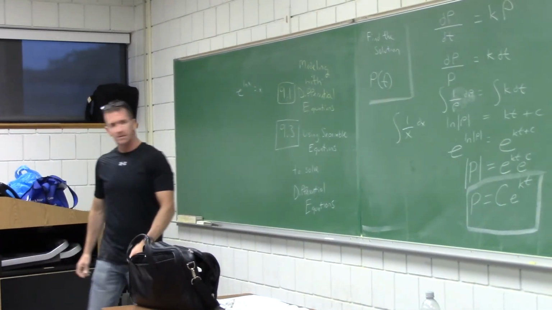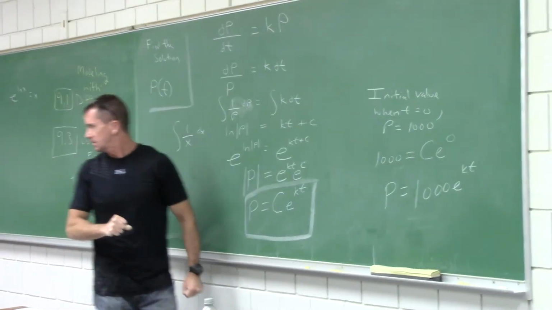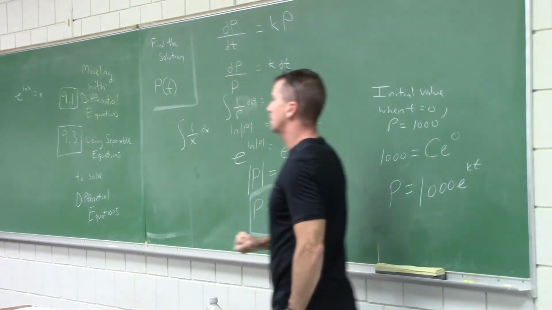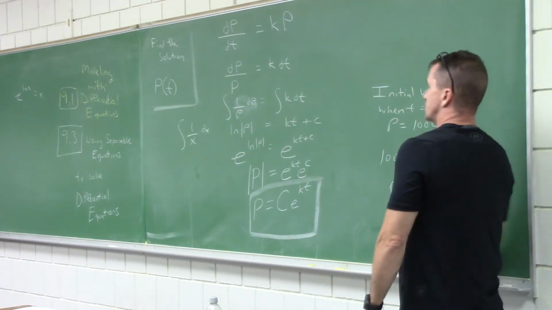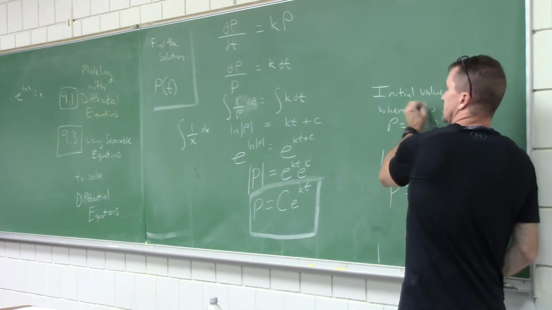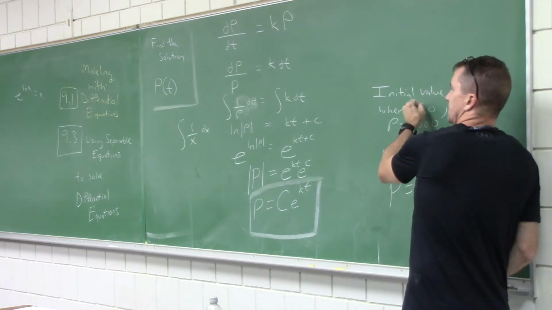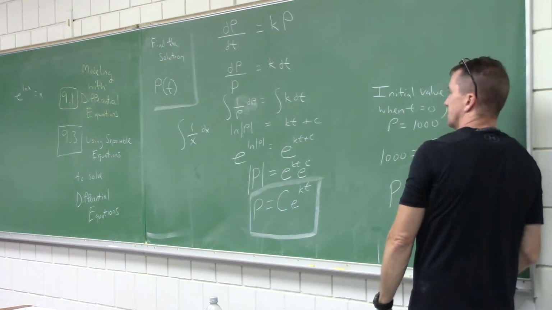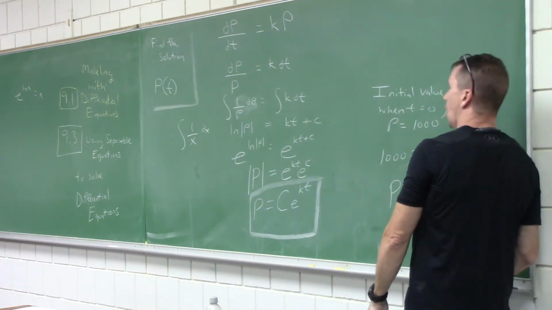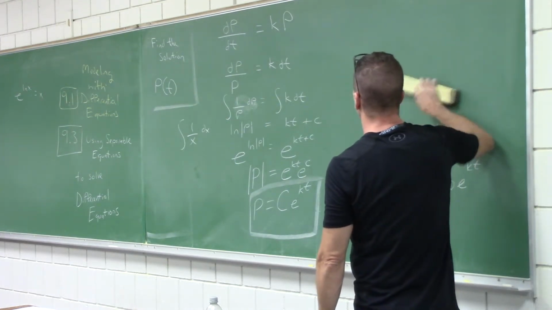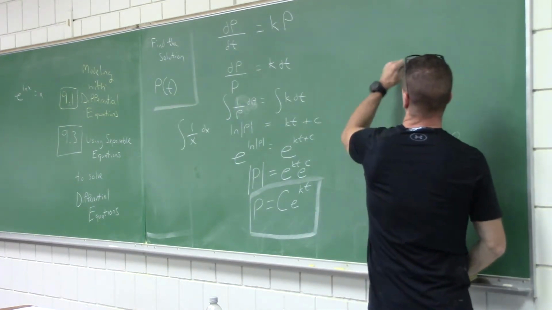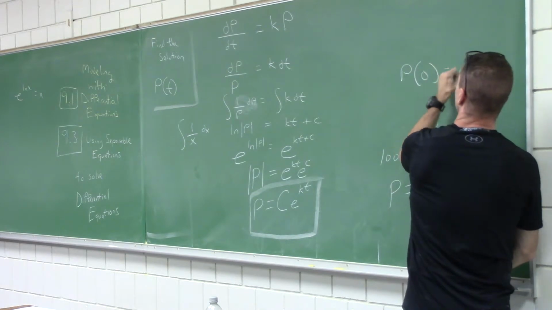If we get a question like that, I'm guessing you're not going to put a question on the test where time is 0 and the initial value is given to you. Sometimes the initial value doesn't have to be at t equals 0. But if t is 0 and you have an initial value, they'll write something like this, like P of 0 equals 1,000. That's what they'll write.